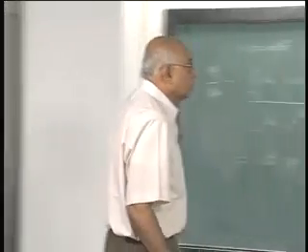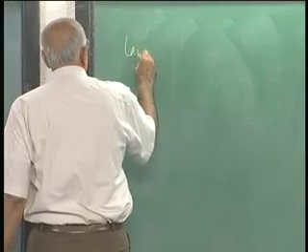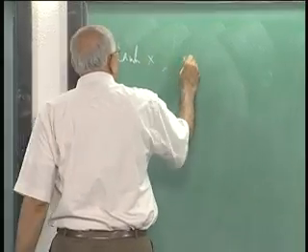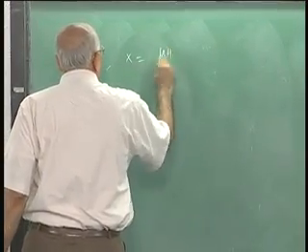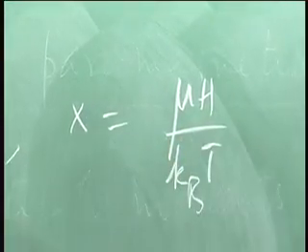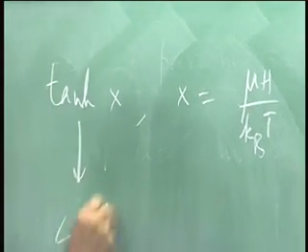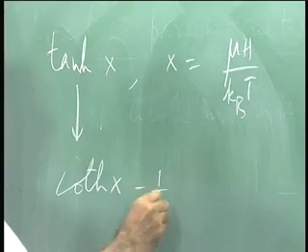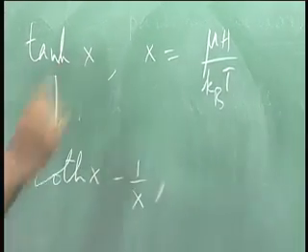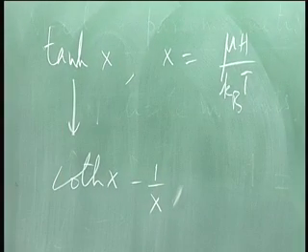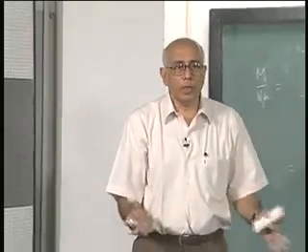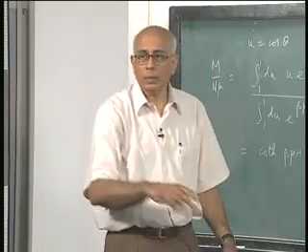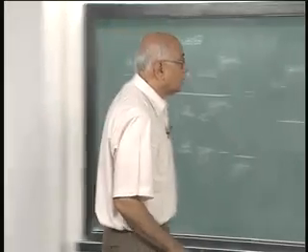It is different from the function we got earlier, which was a tanh. So let us compare these functions. Earlier we got tanh x, where x equals mu h over k Boltzmann T, and that has simply been replaced by coth x minus 1 over x, where x is the same guy, mu h over k Boltzmann T. Now the tanh function of course we plotted and we found it went from minus 1 to 1 and passed through the origin. It was linear, but this is a different story.